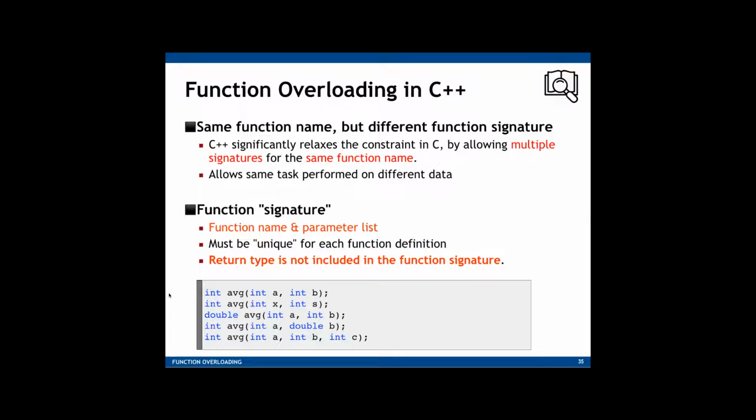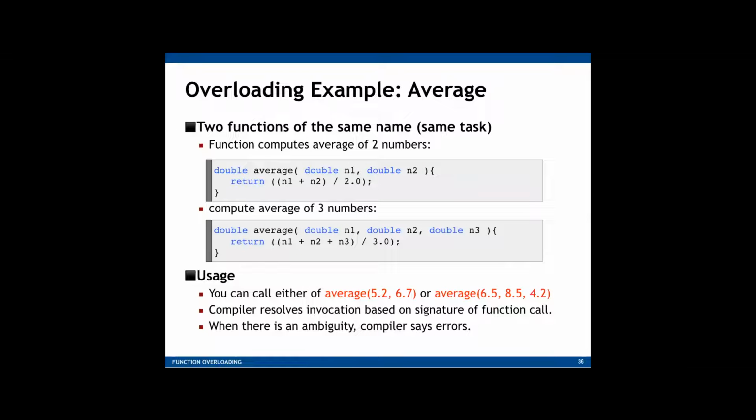So bear in mind that when you're overloading two functions, the functions have to have two different function signatures. A function cannot be overloaded if two functions have the same function signature. Okay, so let's see a concrete example of overloading functions.